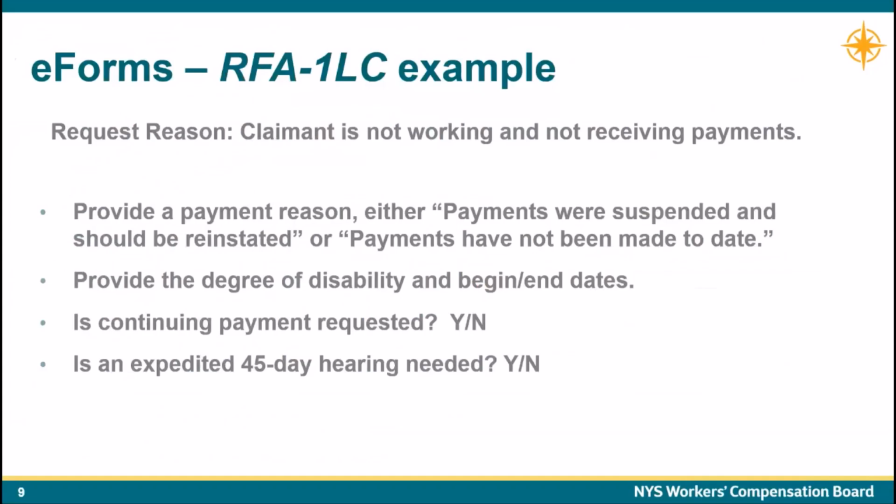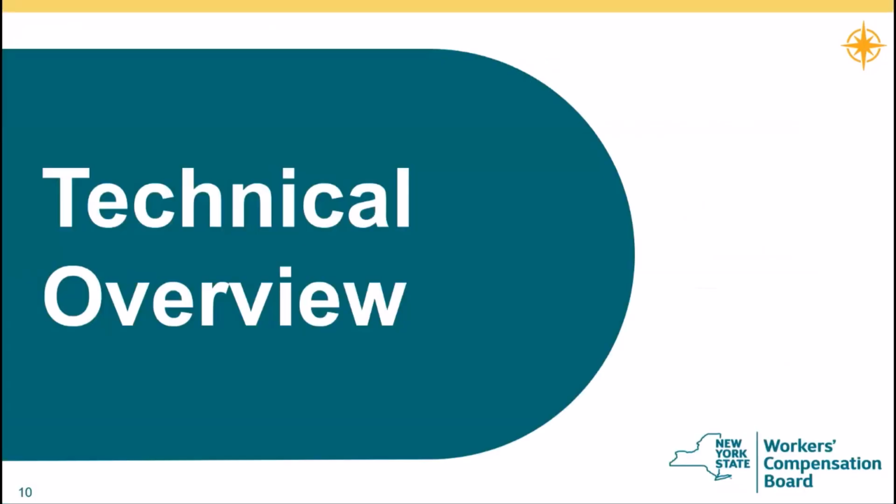Here's an example of what the user will complete for the reason claimant is not working and not receiving payments. So they'll select the payment reason, whether they were suspended and should be reinstated, or payments have not been made to date. They'll need to complete the begin and end dates and the degree of disability, and they'll be asked if continuing payments is requested or an expedited 45-day hearing is needed. So now I'm going to turn it over to Pasha to discuss the REST API and sFTP processes.